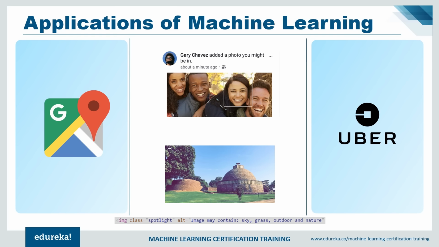Now, DeepFace is Facebook's machine learning project, which is responsible for recognition of faces and identifying which person is in the picture. And it also provides alternative tags to the images already uploaded on Facebook. So, for example, if we have a look at this image and we inspect the following image on Facebook, we get the alt tag which has a particular description. In our case, what we get here is: the image may contain sky, grass, outdoor, and nature.